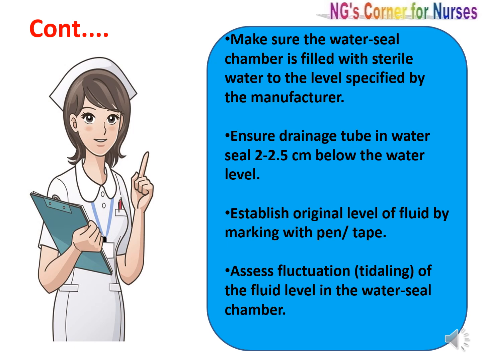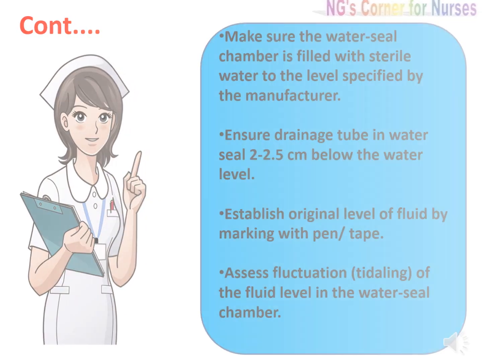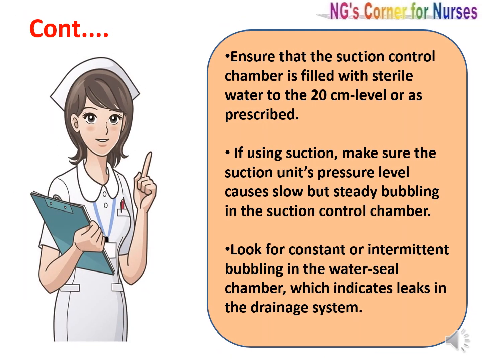Then next is assess fluctuation or tidaling of the fluid level in the water seal chamber because we already learned before that fluid rises on inspiration and falls with expiration, indicating the proper function of the system. Ensure that the suction control chamber is filled with sterile water to the 20 centimeter level or as prescribed because suction pressure depends on the depth of the water in the suction chamber.